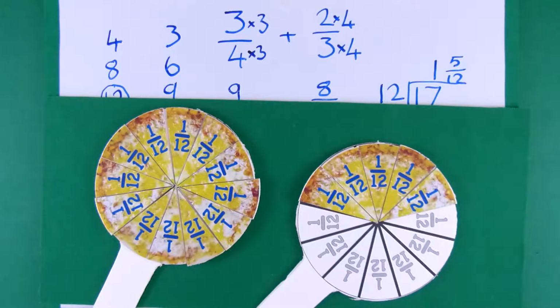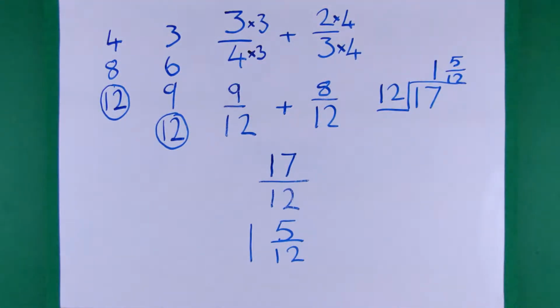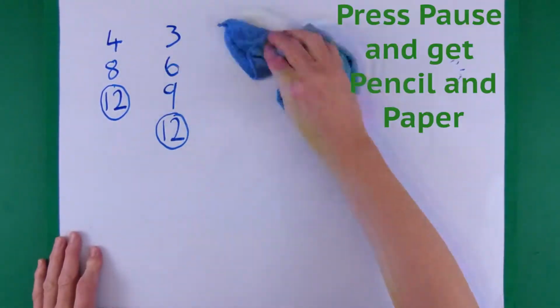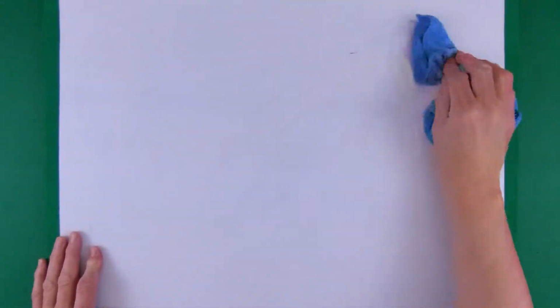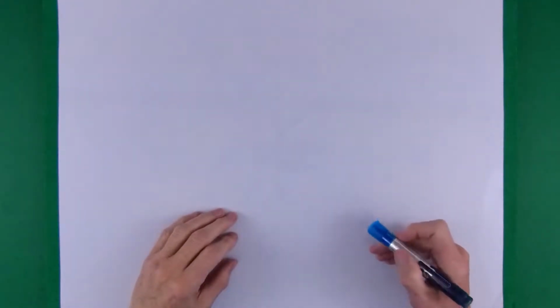If you're not sure about parts of the working, go back and have another look at the video. If you've not got a pencil and paper, press pause and get one. You are going to do the next question with me. We're going to do the next question without looking at pizzas until the end.